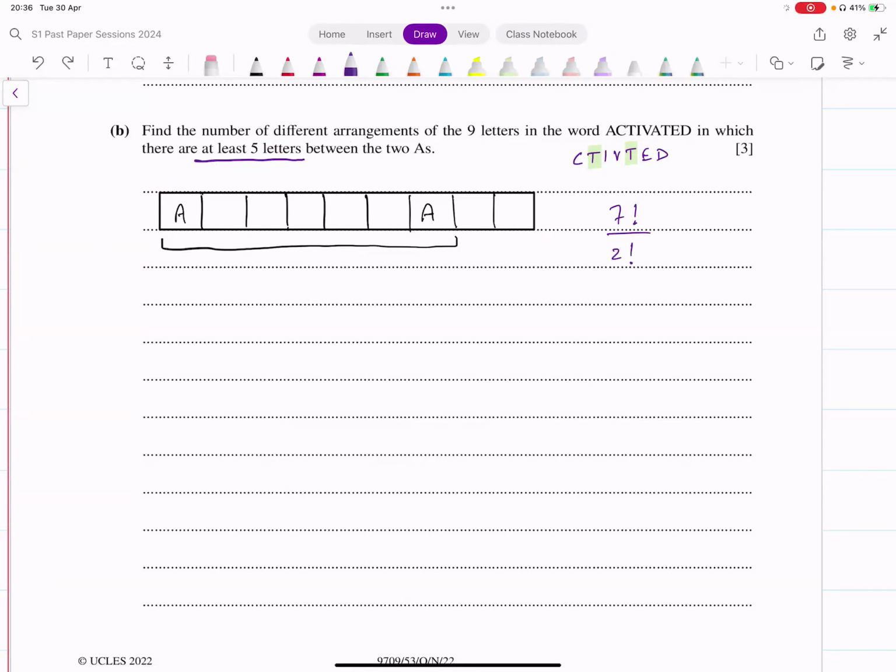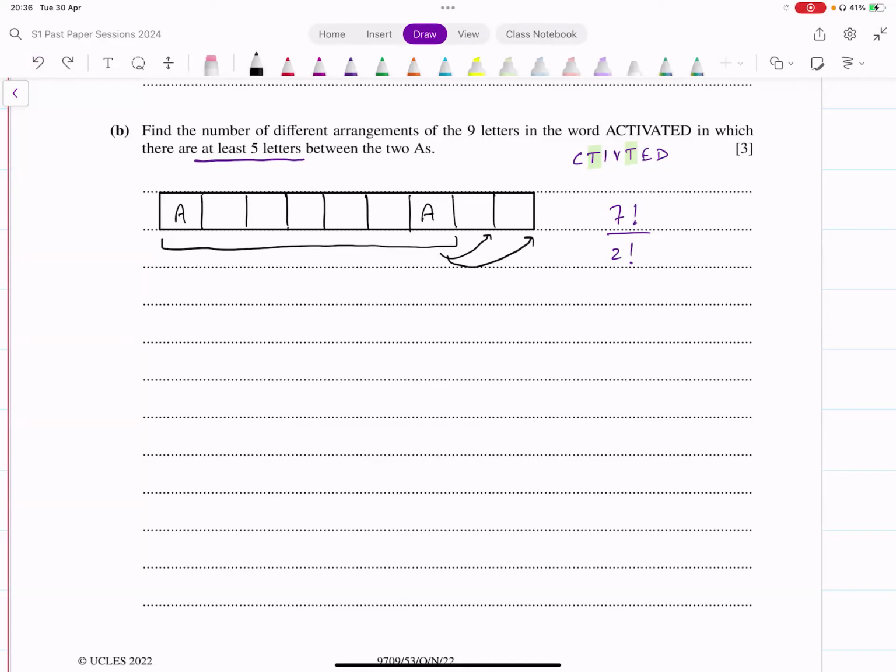Okay. But then you could also have A here and A here, right? So this whole set could also move between the 2 boxes, and it could also move on the right side. So there are 3 ways of basically placing this whole thing, right?